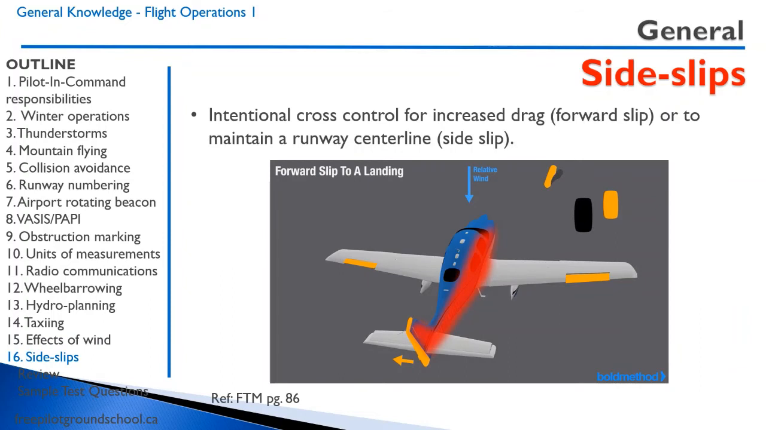A side slip is the intentional cross control intended to increase drag or maintain a center line. Often side slip is a catch-all term, but it can be broken up into three different similar maneuvers. One is the forward slip, which is used to decrease or increase the rate of descent. The side slip is technically used to maintain a runway center line. And last, we have a slipping turn, which is a side slip in a turn to increase the rate of descent. We'll learn more about side slips in one of your in-flight lessons where you'll be doing it yourself.